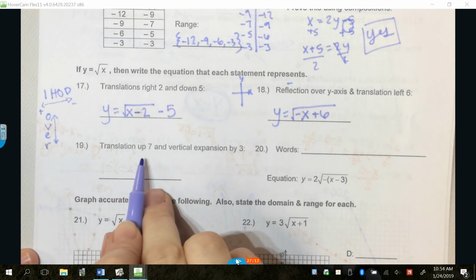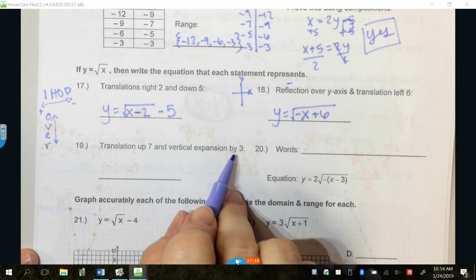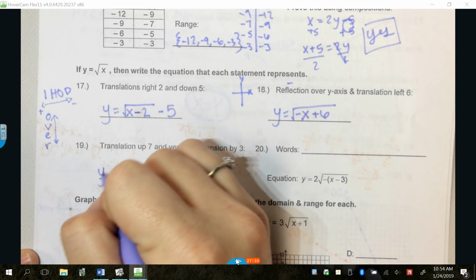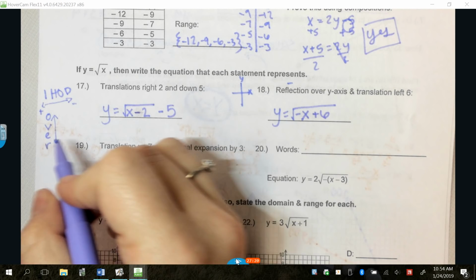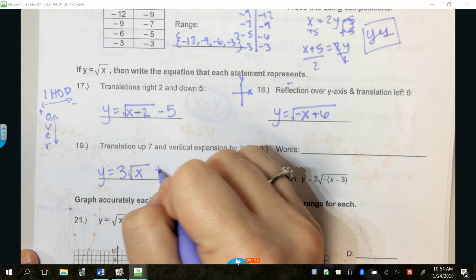Okay, translation up 7 and vertical expansion by 3. Well, vertical is outside, so y equals 3 on the outside, square root of x, and then up 7 is also on the outside, so it's going to be outside plus 7.